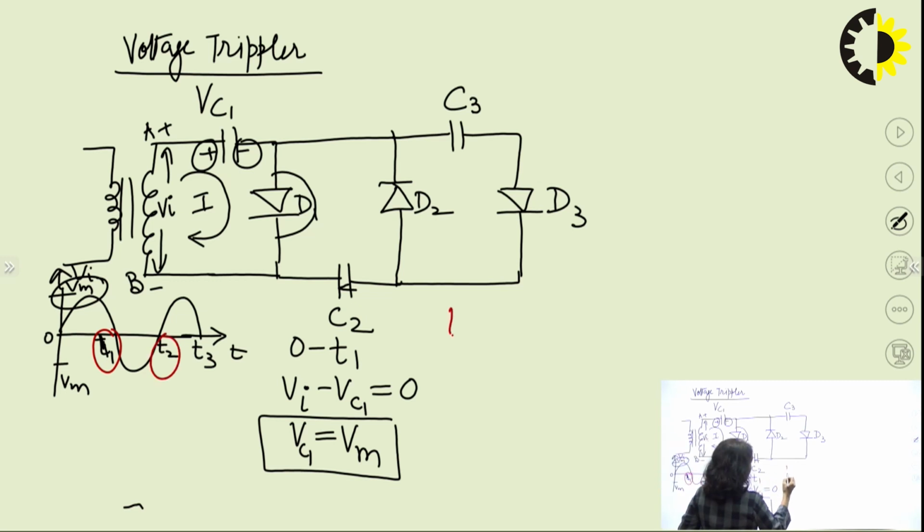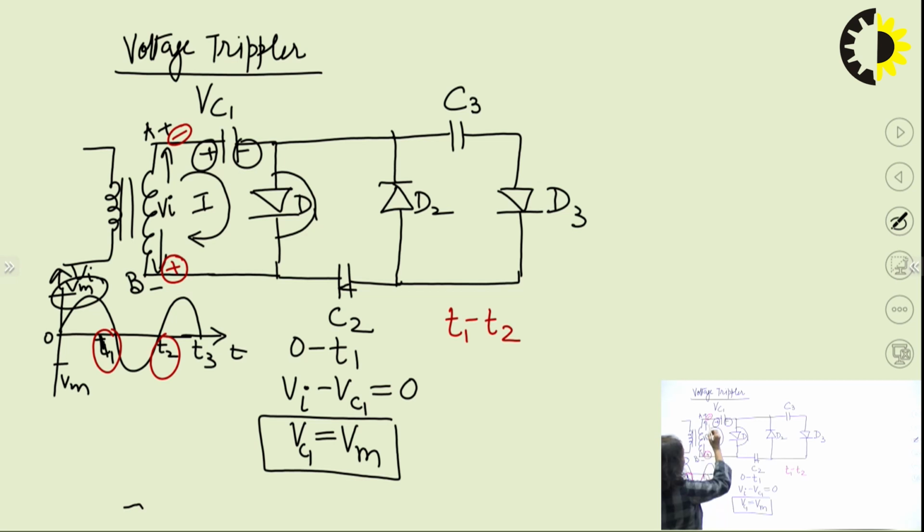So, during the time period T1 to T2, terminal A will be at negative potential and B will be at positive potential. So, we can see that this negative and this negative together will make diode D1 reverse biased, whereas diode D2 will be forward biased, and because it is considered an ideal diode, this will be a short circuit, and diode D3 remains in the non-conducting state.